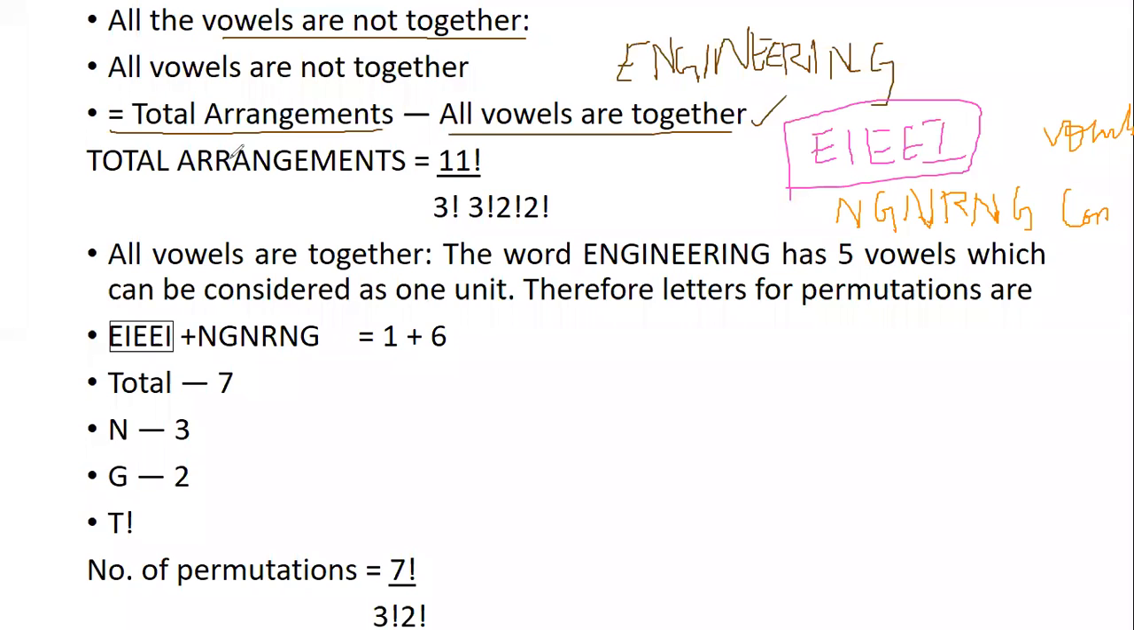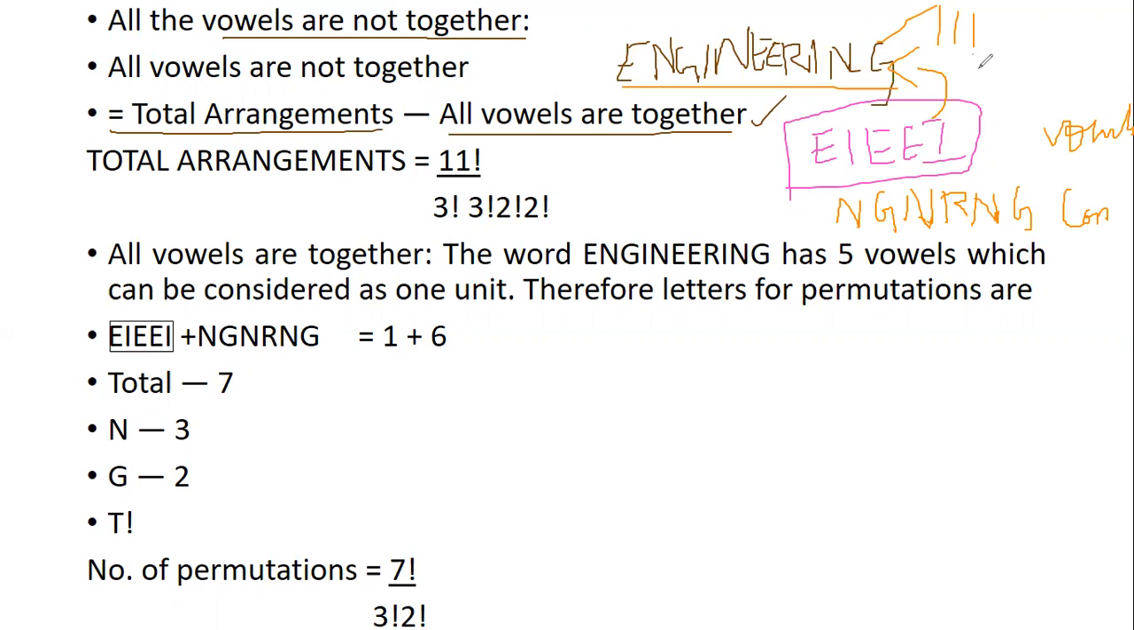Fine. So if I take the total arrangement and subtract the arrangements where the vowels are together, then I will get the arrangements where all the vowels are not together. Okay, now let us see further. The total arrangement is 11 letters, so I can arrange 11 letters in 11 factorial ways.